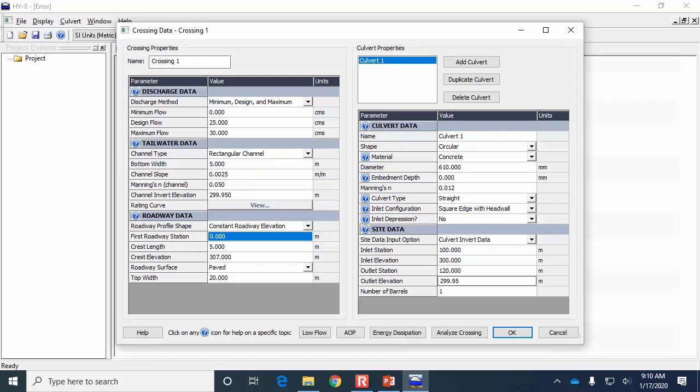We didn't tell it the slope of the culvert, but it will calculate the slope of the culvert with the length and the elevations that we've just entered into these fields.